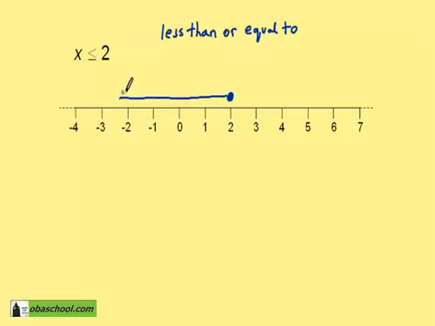The arrow extends to the left, indicating that x could take any value below 2. The filled-in circle indicates that it can take the value 2 itself. So for less than or equal to, 2 is included.